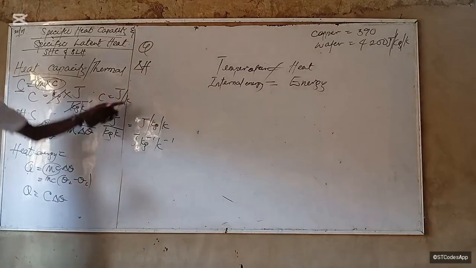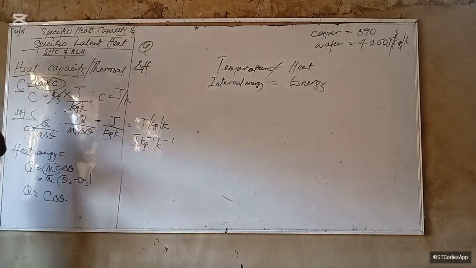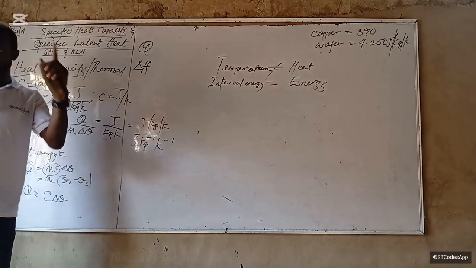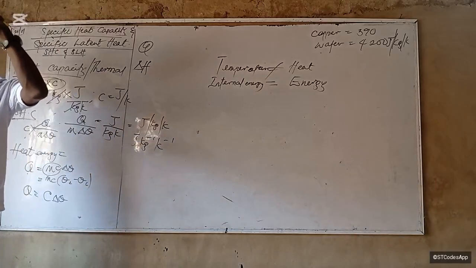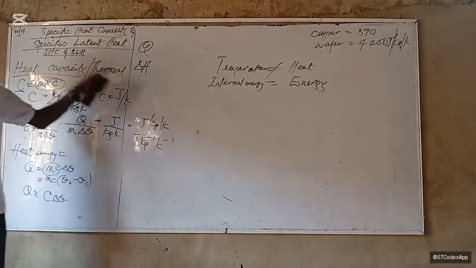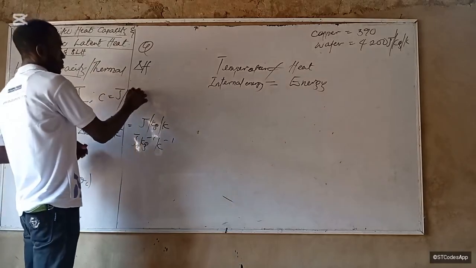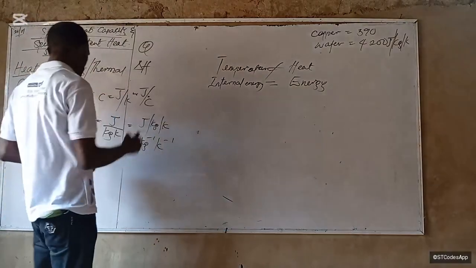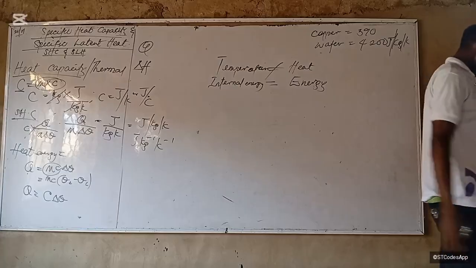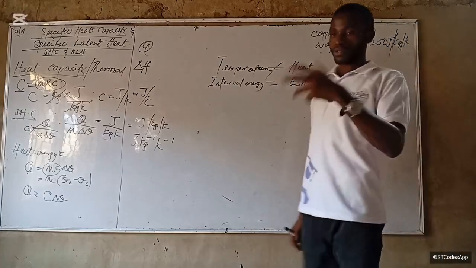I told you why it is the same for Kelvin and degree Celsius, because you don't need conversion. If you converted, you know that I told you the Kelvin 273 will cancel out. So that is why it's the same as joules per degree Celsius. Have you put that down? All right, put it down. And let's go to solving a question.